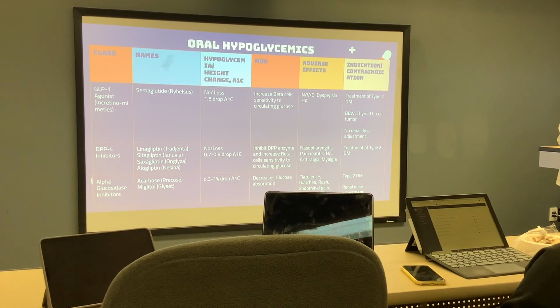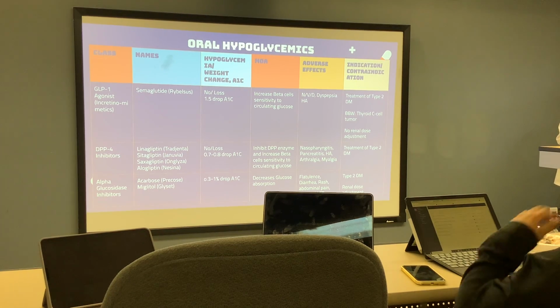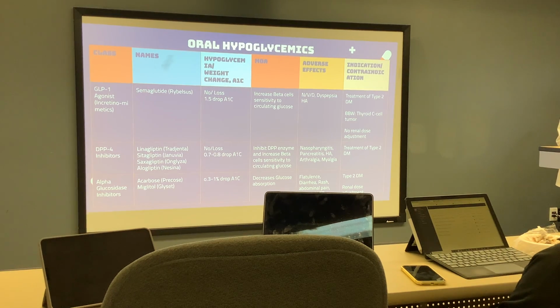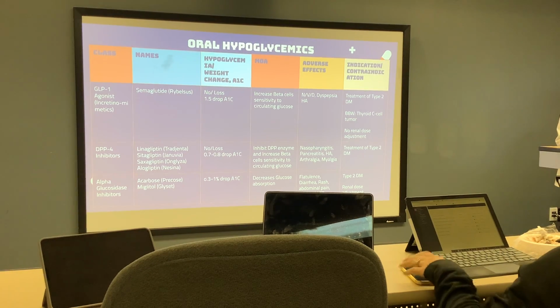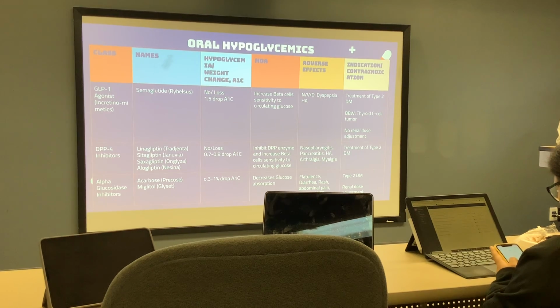DPP-4 inhibitors include linagliptin, sitagliptin, saxagliptin, and alogliptin. This class also causes no hypoglycemia and no weight gain, and inhibits the DPP-4 enzyme. That enzyme is responsible for degrading the incretin. So basically GLP-1 agonists and DPP-4 inhibitors, the mechanism is kind of the same, so we cannot recommend both medications to patients because it's considered kind of duplicate therapy. General side effects are nasopharyngitis, pancreatitis, headache, arthralgia, and myalgia.